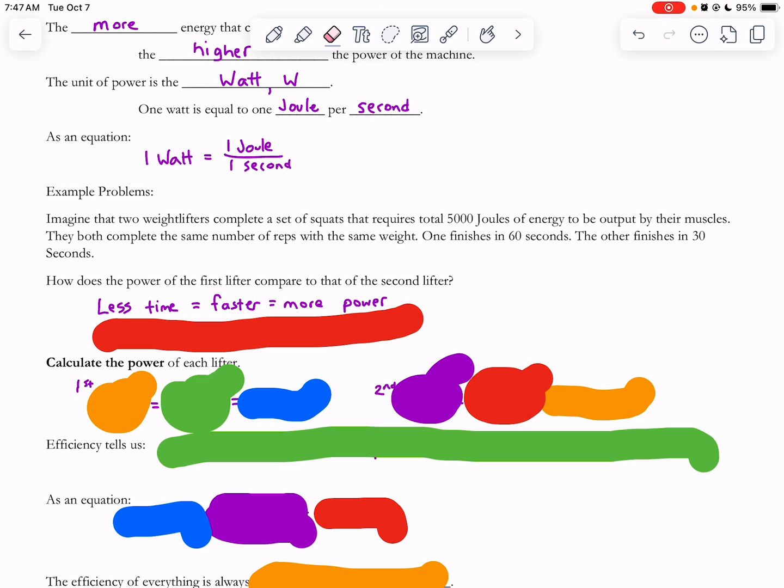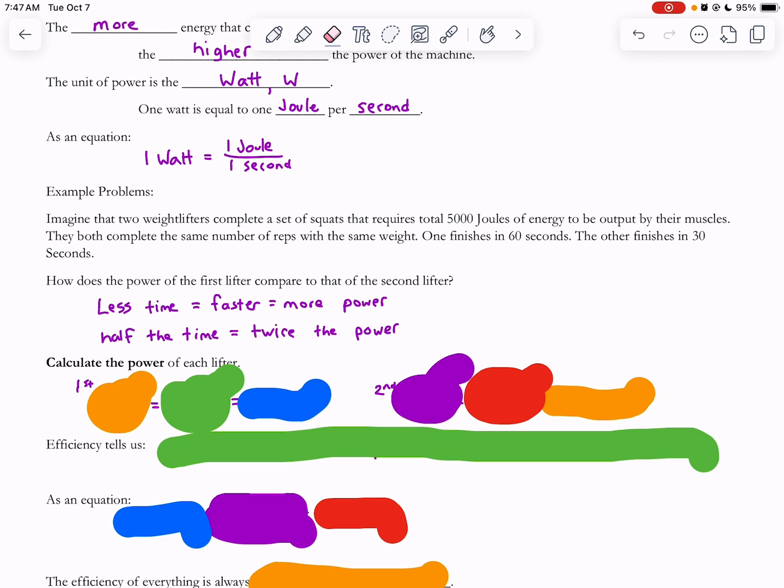And if you can do something faster, that means that you have a higher rate, which means you have more power, okay? Well, one of them is doing it in half the time, which means they have twice the power, okay? Twice the power, half the time, twice the power. That's how that works. Okay, so now we want to calculate the power.